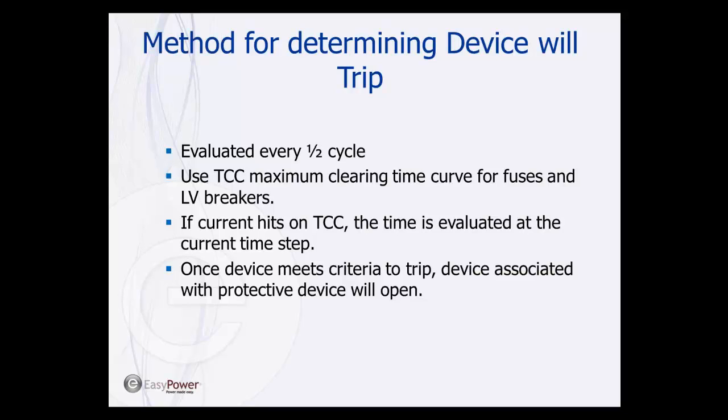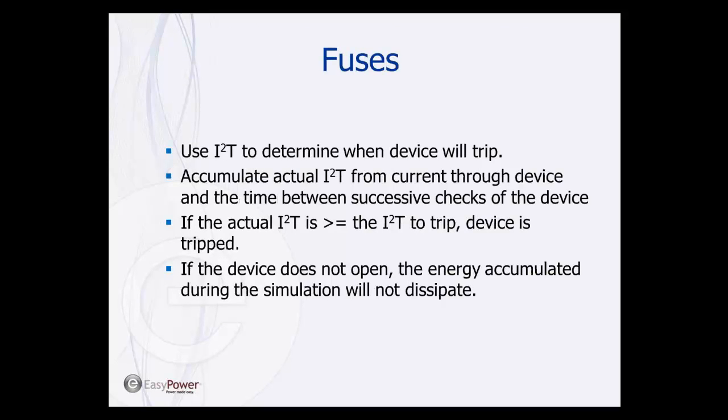That time that the breaker takes to open will need to be added on to this other time for it to open. So since we're looking at it on a time step interval, how do we come up with when the device is going to trip?